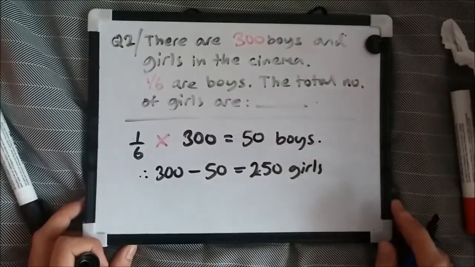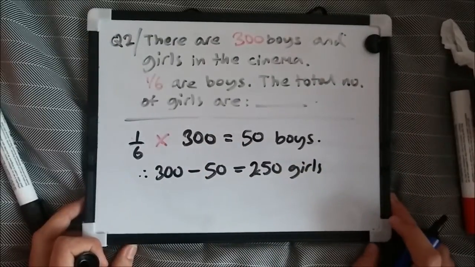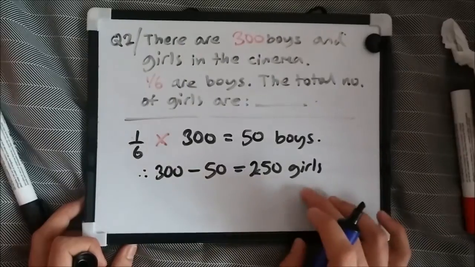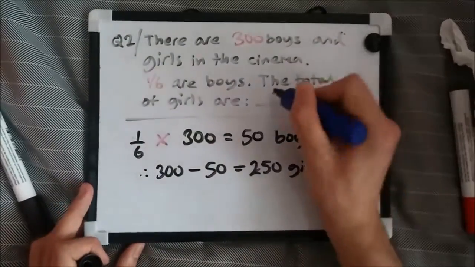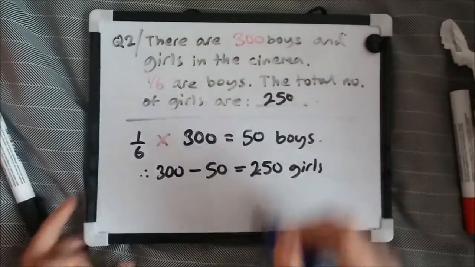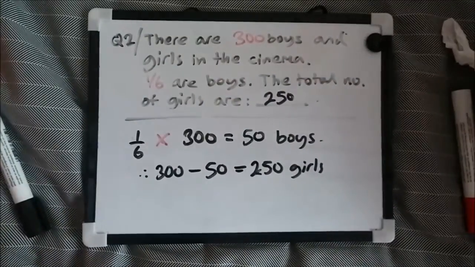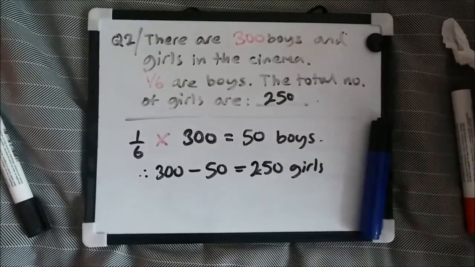I don't know what kind of cinema this is, but why am I not there? There's 5 times as many girls as boys, so the final answer is the total number of girls are 250. And that's it. Easy question again, so let's try number 3.